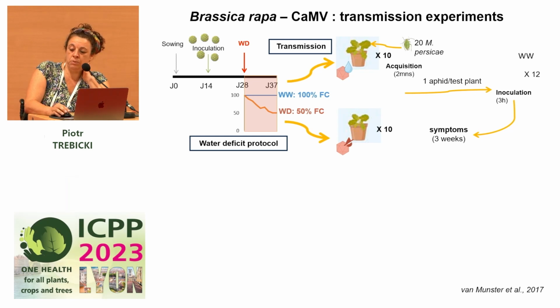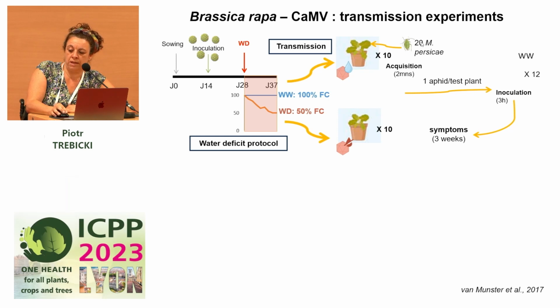So we had the two conditions, which was a well-watered plant infected and the water deficit plant infected. And from this, we did the transmission, like I told you. We have to know that cauliflower mosaic virus is a virus which is transmitted, so acquired and released into a new host plant, very quickly during brief punctures when the aphid is feeding on the plant.